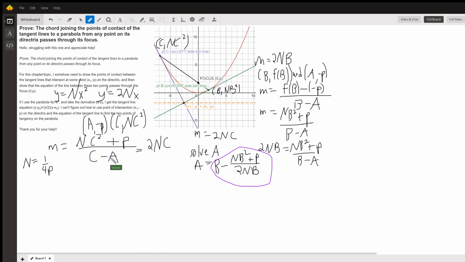So if we solve this for c, it's a whole different ball game, because you have to cross multiply. And so we have that nc squared plus p equals 2nc times c minus a. Now, distribute this, and we have nc squared plus p equals 2nc squared minus 2anc.